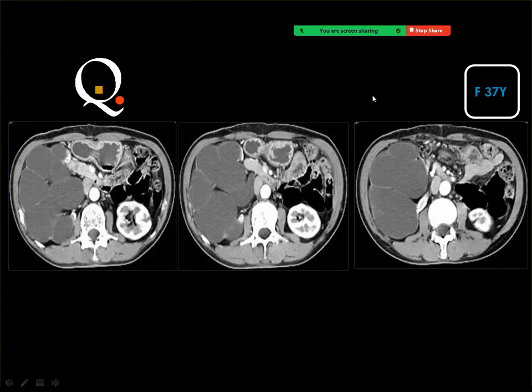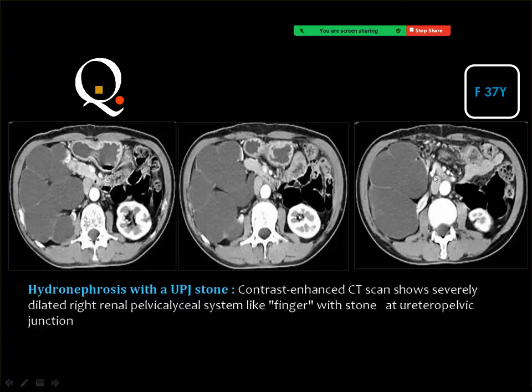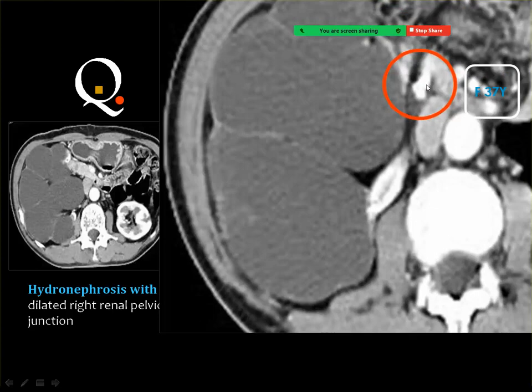Sometimes, if you cannot see the cause of obstruction, you can look for the left ureter. If the ureter is of normal caliber, you think of pelvic-ureteric junction obstruction. But in this case, you can see this is the pelvic-ureteric junction. A little bit lower down, you can see a radiopaque stone. This is the site of the stone obstructing the proximal part of the ureter with consequent marked dilatation of the renal pelvis and the calyces.